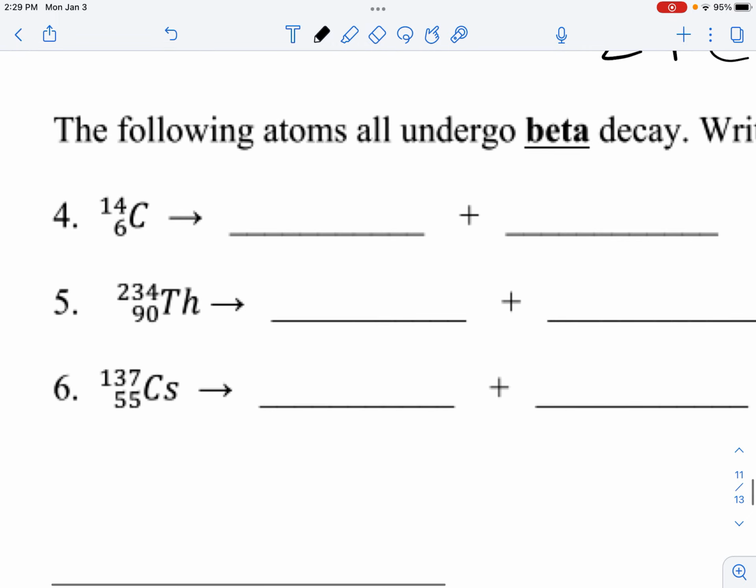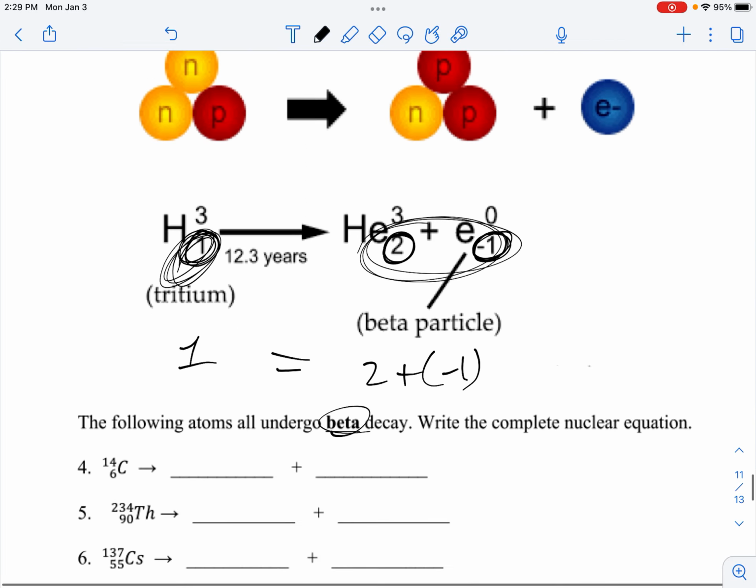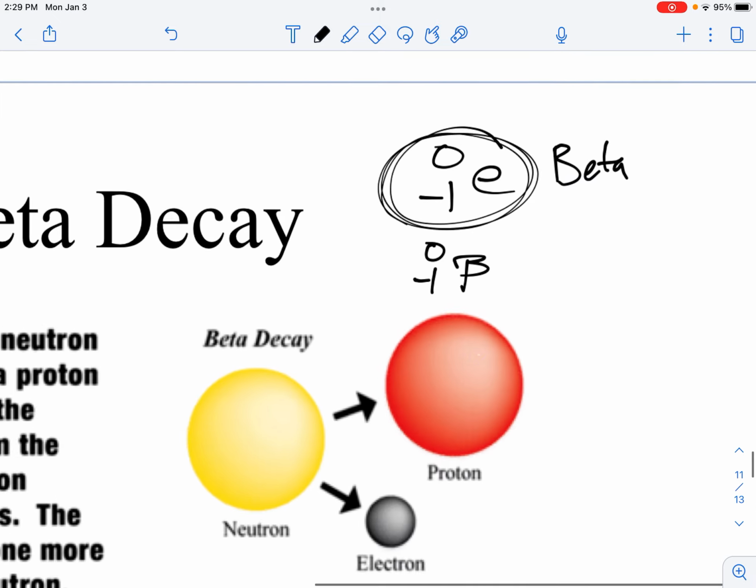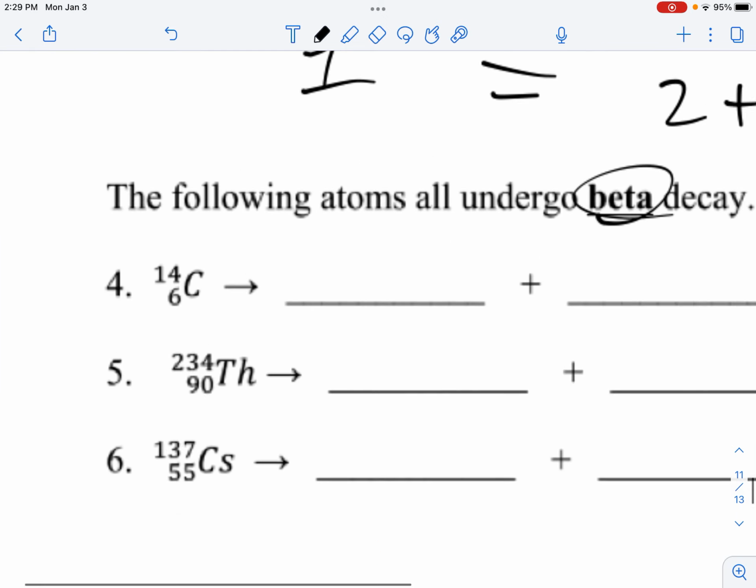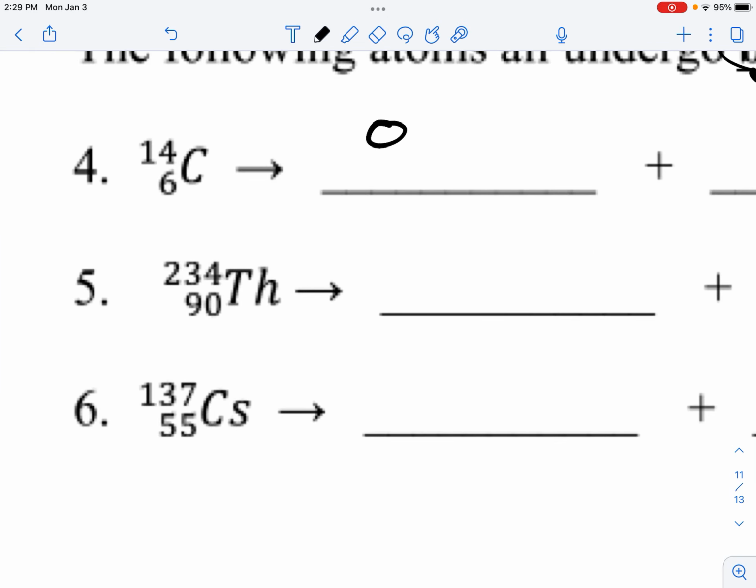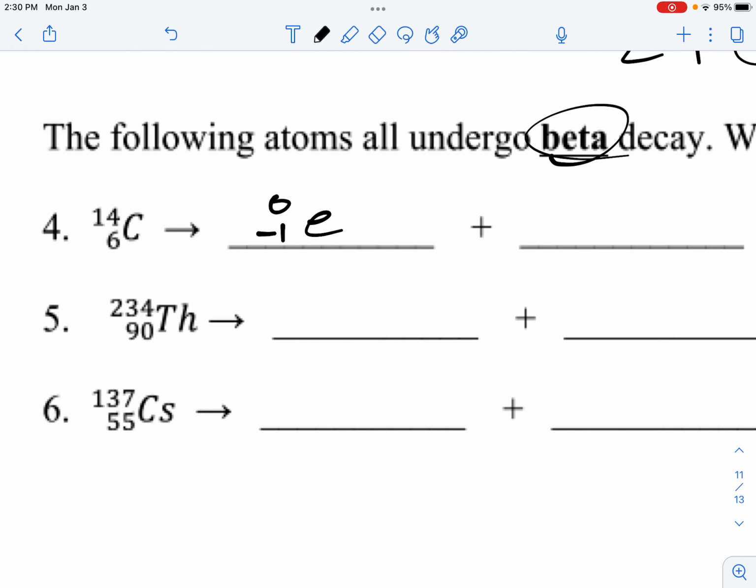All the following atoms undergo beta decay. Well, every time we do beta, we do 4,2 helium. Oh, no, wait, that was alpha. We're not doing alpha now, we're doing beta. So remember that a beta particle is not the same thing as an alpha particle. A beta particle is 0, -1, and E. So I'm going to put down 0, -1, and E. And then I do the exact same thing I did with alpha. It's just that I'm doing it with a different particle.